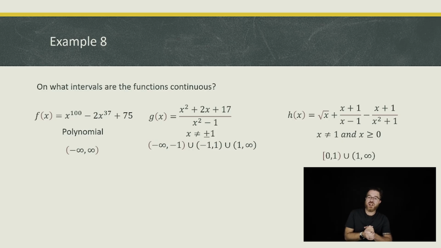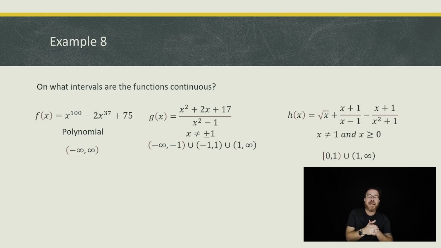The second function, g of x equals x squared plus 2x plus 17 divided by x squared minus 1. Now in this case, because this one is a fraction, a rational function, whatever you want to consider it, it's wherever its domain is, that is where it's going to be continuous. So we want to look for where we cannot plug in an x value. What is its domain? So looking at the denominator, the top is a polynomial, meaning the top doesn't have any restrictions. It can be any value.